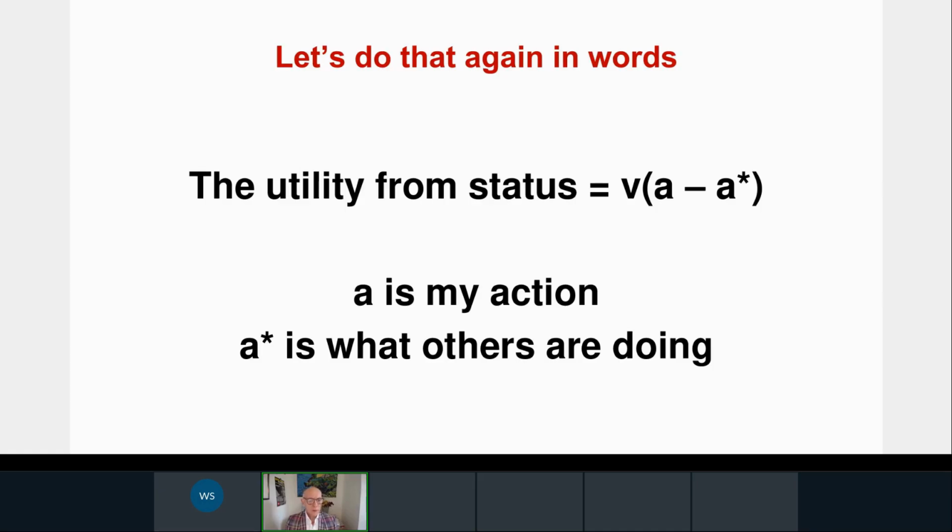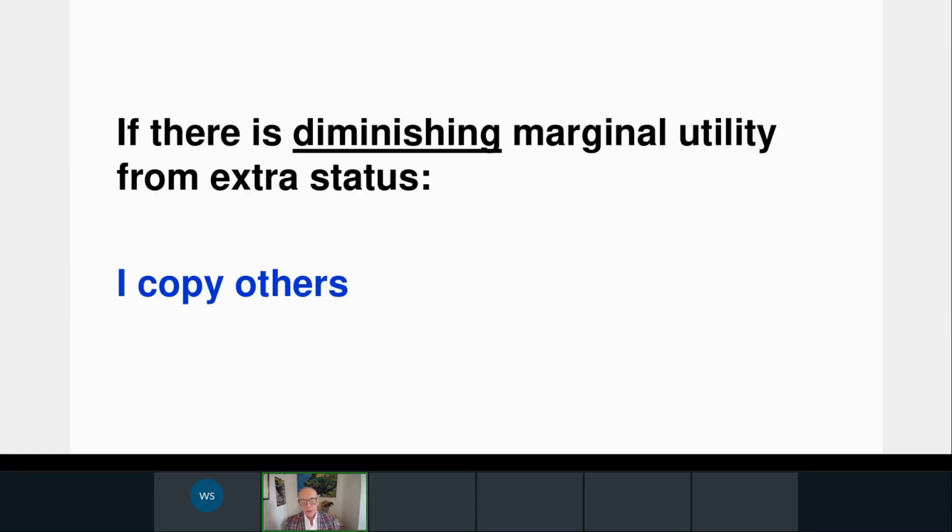Let's do that again in words. This is the utility from status. A is my action, in whatever class of actions you wish to think about. A star is what the other people are doing. In everyday English, at least economists' English, if there's diminishing marginal utility from extra status, I will copy others. That comes out of the mathematics. It's driven by the second derivative, not by the first derivative, interestingly.